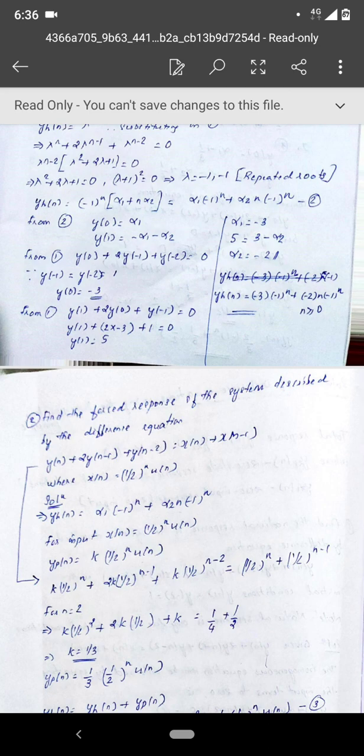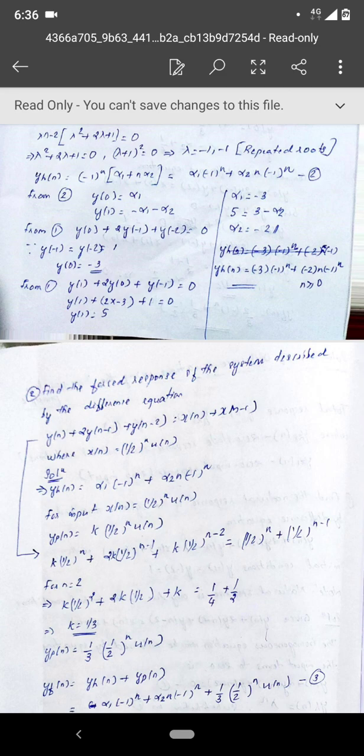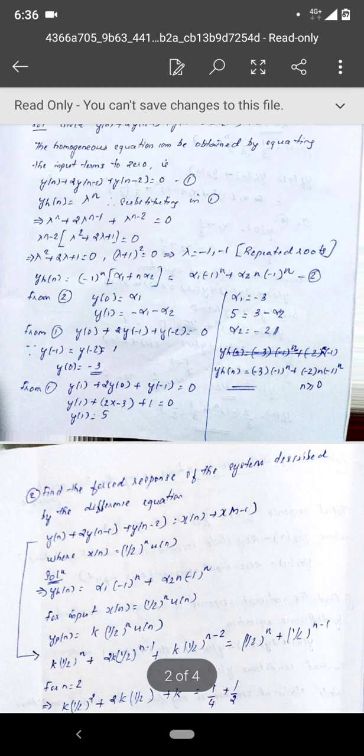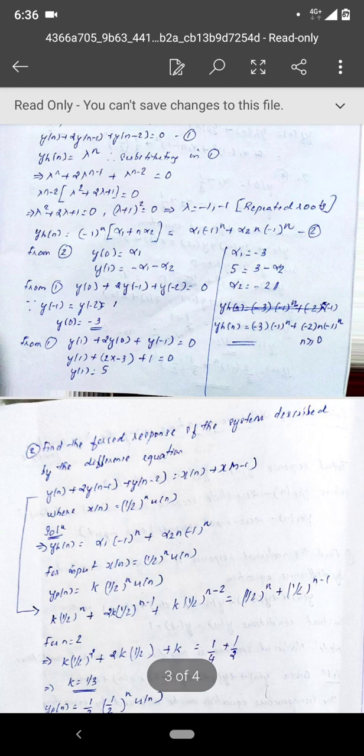From 2, that is yh of n, you substitute n is equal to 0. So when you substitute n is equal to 0, y of 0 will be equal to alpha 1. Similarly, substitute n is equal to 1 in 2, and you'll get y of 1 is equal to minus alpha 1 minus alpha 2. Then you take the homogeneous equation, that is equation number 1, and you can determine alpha 1 and alpha 2 if you know y of 0 and y of 1.